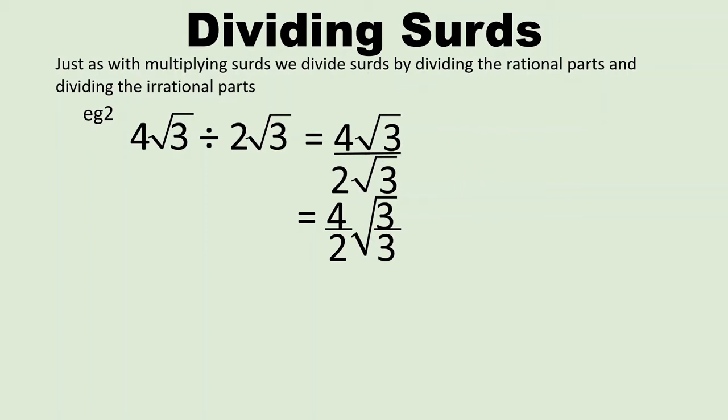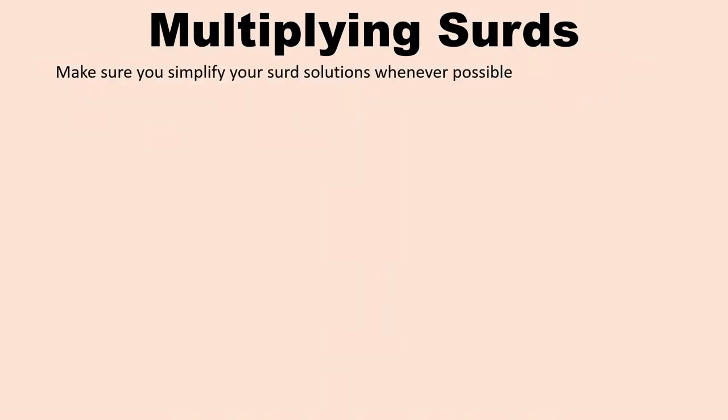Looking at my irrational fraction, I've got the square root of 3 divided by 3. 3 divided by 3 is 1. So this simply gives me 2 root 1. And we can simplify this a bit further. You should know that the square root of 1 is 1. So that would simply be 2 times 1, which is 2. Make sure you always simplify your surd solutions as much as possible.